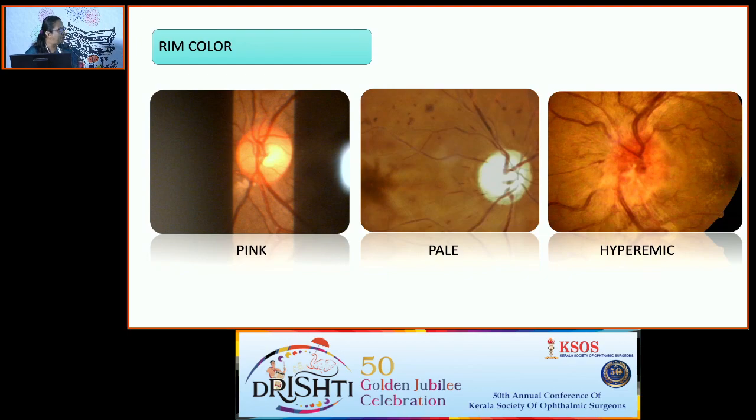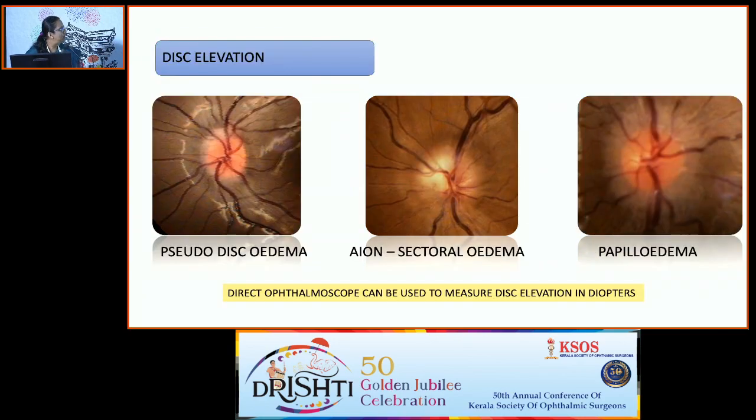Now, rim color is usually pink, and it can be pale or hyperemic. Pale denoting atrophy and hyperemic in disc edemas. Now, disc elevation: sometimes it is a pseudodisc in a pseudoneuritic disc or a crowded disc. Or you also see sectoral edema in AION and papilledema.